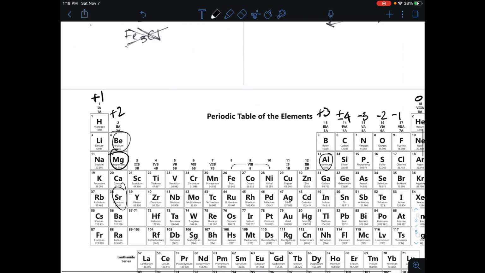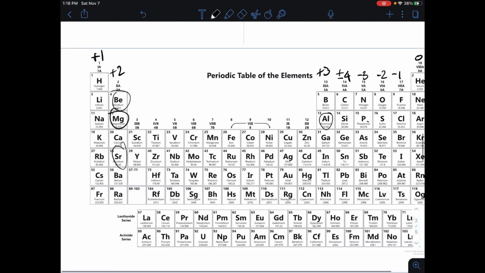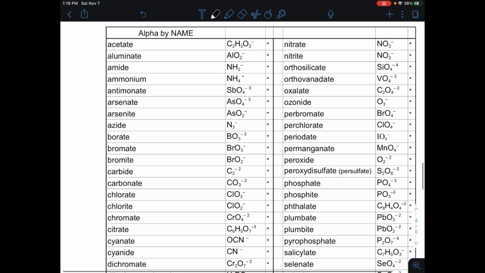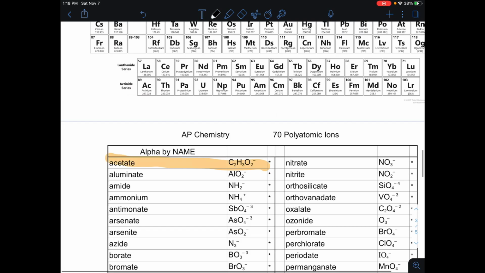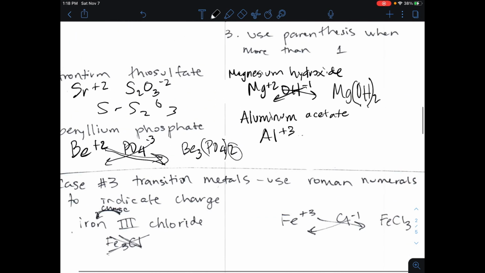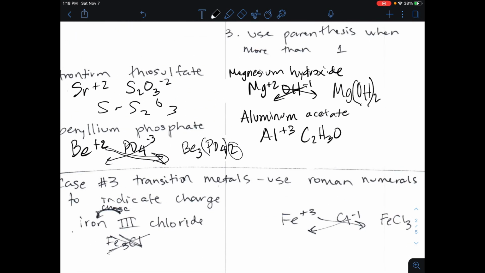Then acetate is a tricky one because acetate's got a lot of things going for it. There's no acetate here in the periodic table. Instead, you're looking for acetate here. It's the very first one. You can see it's C2H3O2. It's got a -1 charge. So let's go back up there and then we'll crisscross it. C2H3O2 -1 charge. The 3 is going to come down there. The 1 is going to go down there. The 1 you don't write.